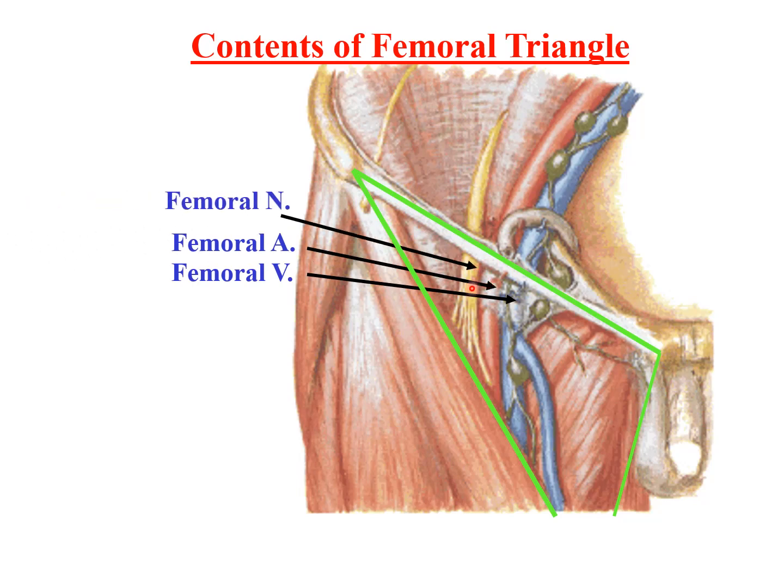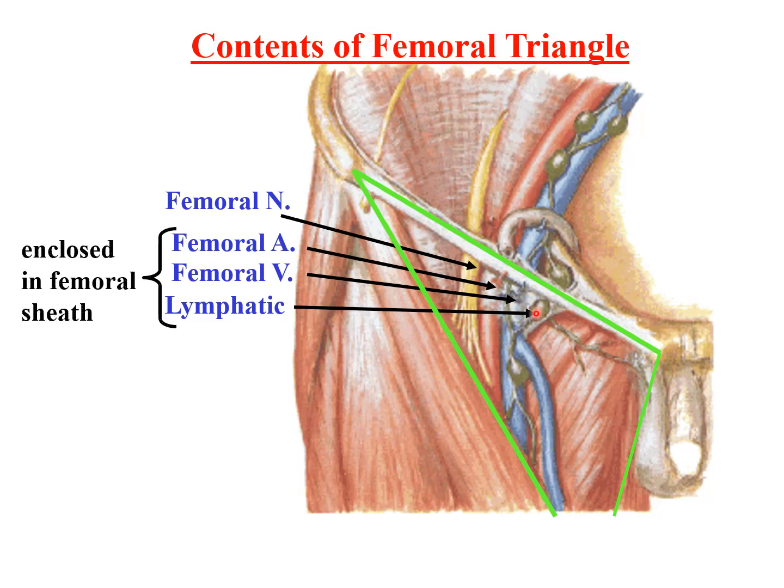The contents of the femoral triangle, from medial to lateral, are firstly the femoral vein, femoral artery, and femoral nerve. From medial to lateral, you have femoral vein, artery, and nerve. And here, along the vein, you have the deep inguinal lymph nodes.